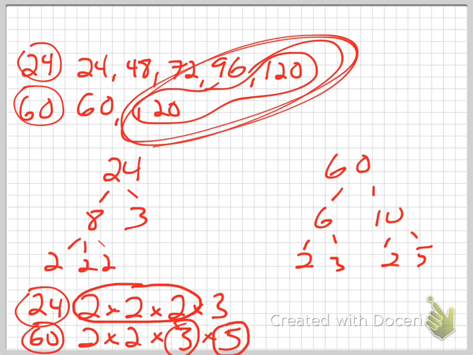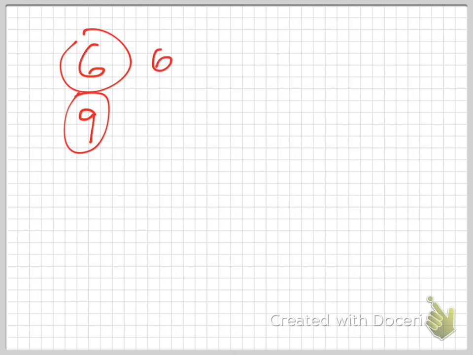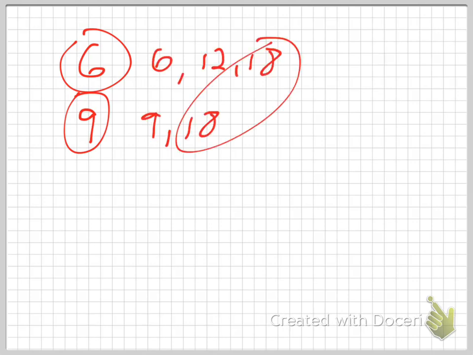If I ask you what is the least common multiple of 6 and 9, which method should you use? Just listing them, right? Just list the multiples. 6, 12, 18, 9, 18. You're done, right? You wouldn't want to do the prime factorization. It takes too long.